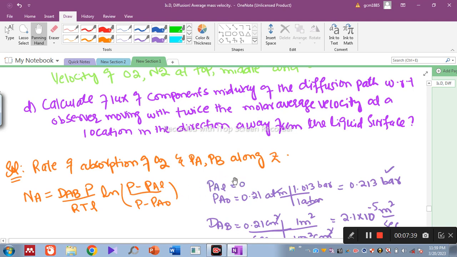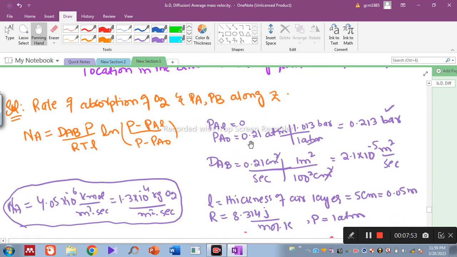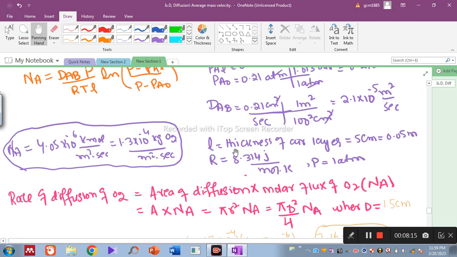The velocity of oxygen at the pyrogallate solution interface is very high, so this will be 0, and PA naught is 21% because air consists of 21% oxygen and 79% nitrogen. So this will be 0.21 atm, which is 0.213 bar; this is a conversion. The DAB value is given to us. Putting in the values, we get the flux of oxygen in nitrogen along the 5 centimeter thick path of air. The thickness of the air layer is 5 centimeter.